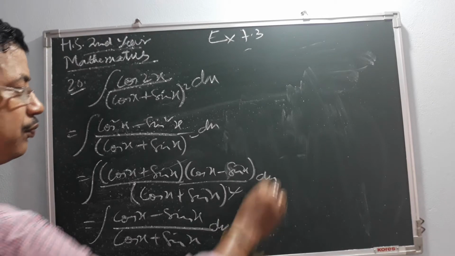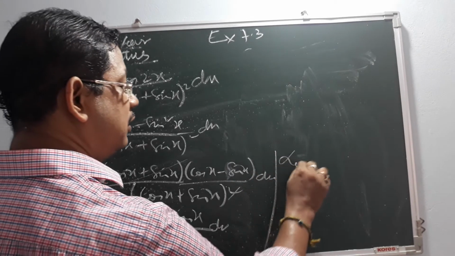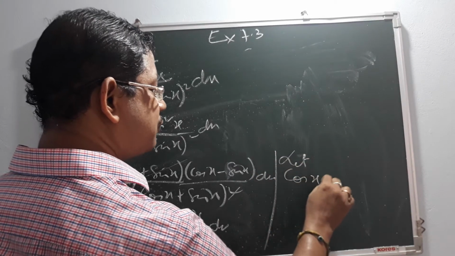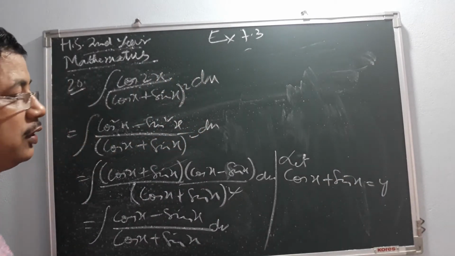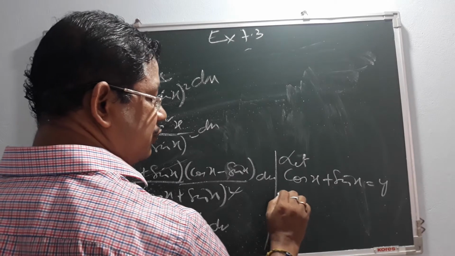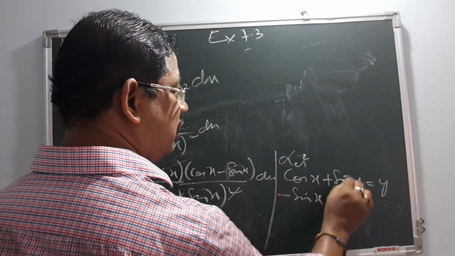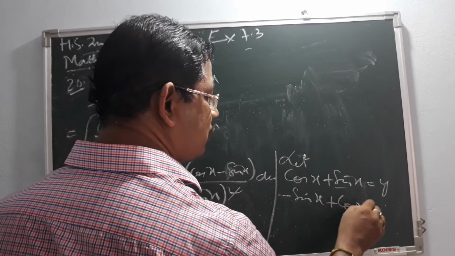Now what to do? See, if we let cos x plus sin x equal to y, the denominator I have taken, its differentiation is minus sin x, and the differentiation of the other term is plus cos x.